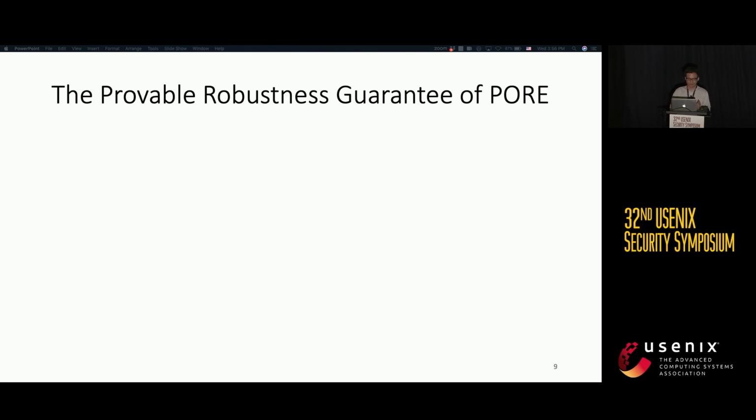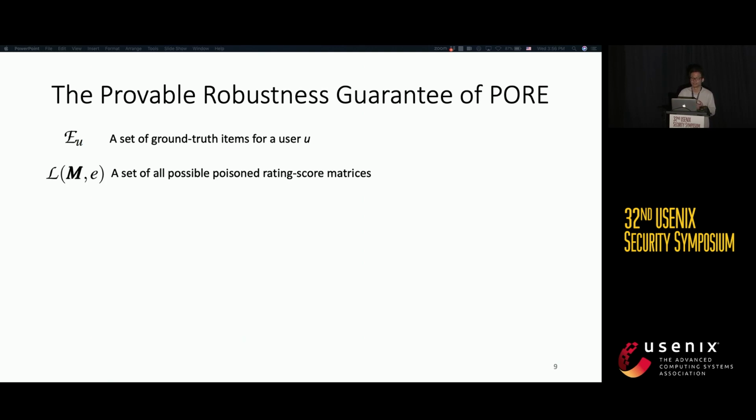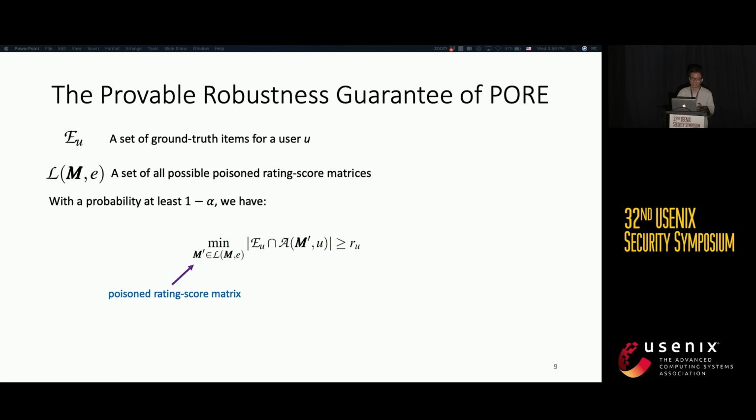So we formally show the probable robustness guarantee. Suppose we have E_U, which is a set of ground truth items for user U. And we have L_E, which is a set of all possible poisoning rating score matrices when an attacker could inject at most E fake users to a clean rating score matrix M. Then with probability at least 1 minus alpha, we have the following equation. Here alpha is a very small value, for example, 10 to the minus 3 in our experiments. M prime is an arbitrary poisoning rating score matrix in the set L_E.